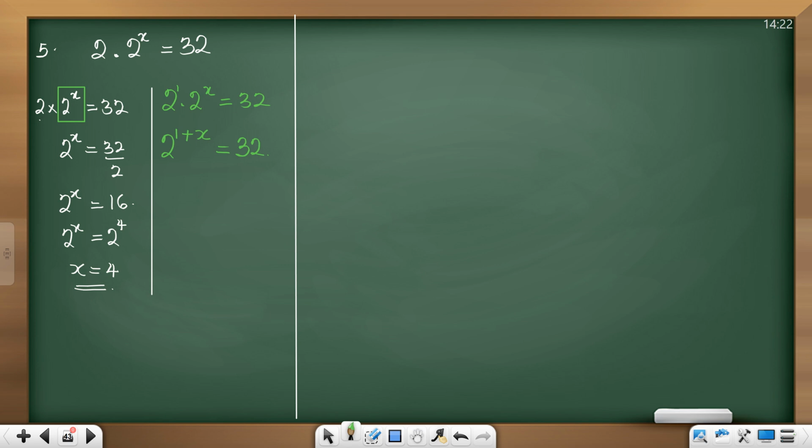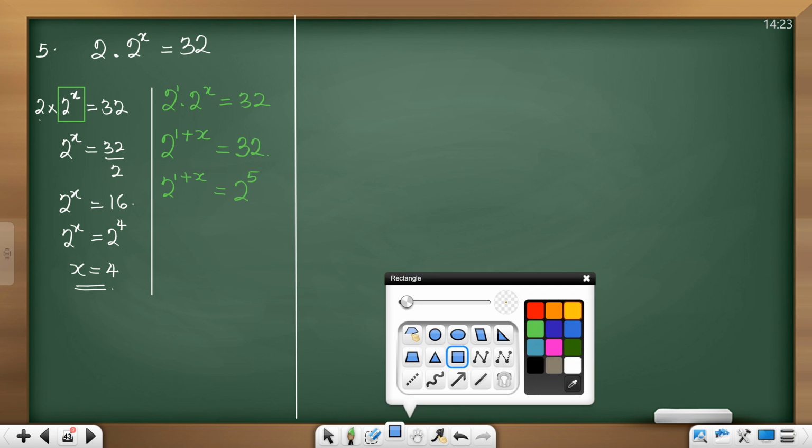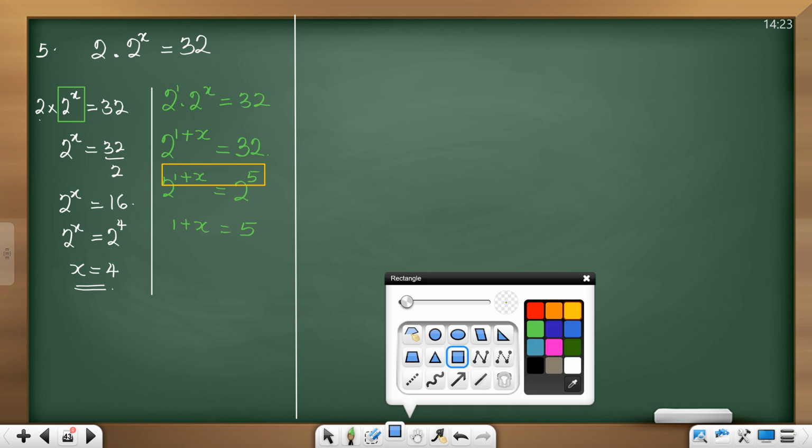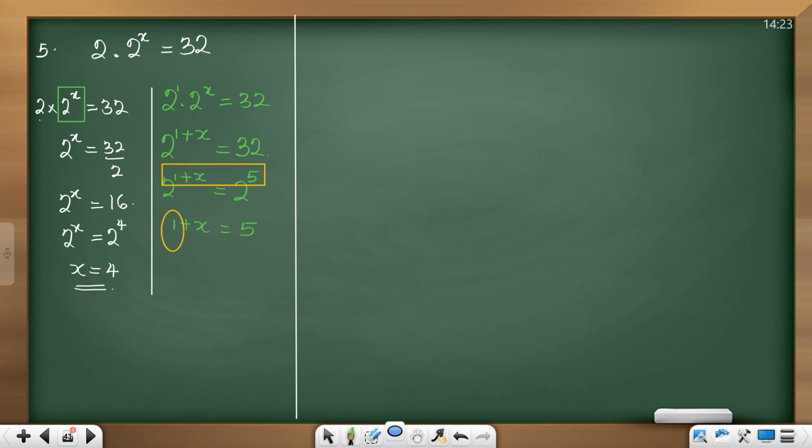So I have used the rule of exponents. Now, I can write my 32 as 2 to the power 5. So these now have the same base. What do we do? Equate the exponents. Now, do you notice that the 1 on the side is actually an addition, which when it changes side would become what? Reversed, and it's subtraction. 5 minus 1, x equals 4. Don't worry, I'm going to do another one for you.